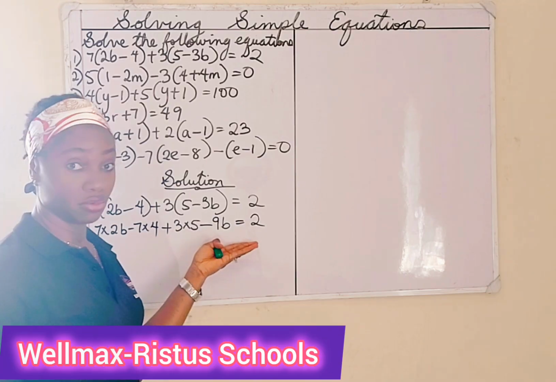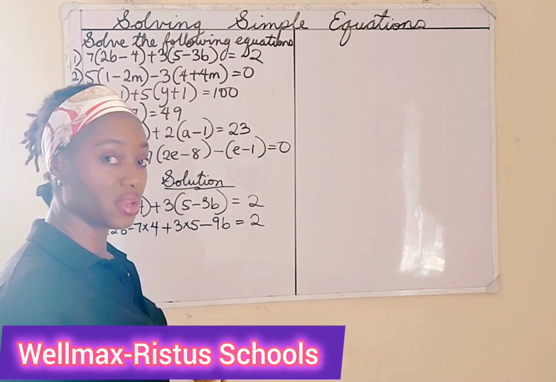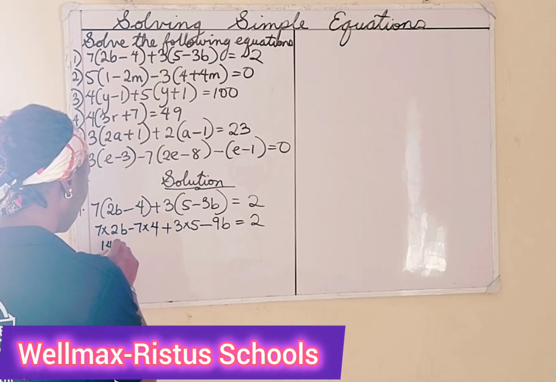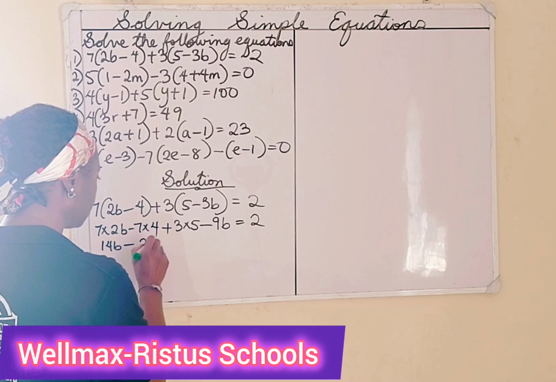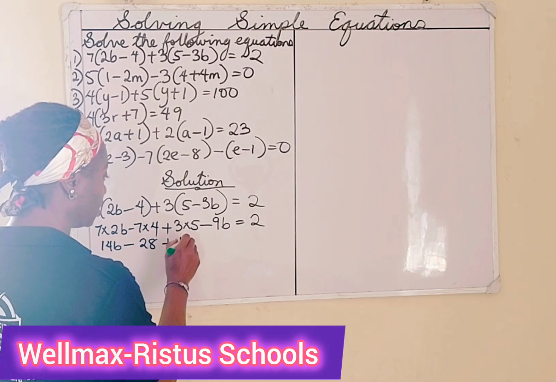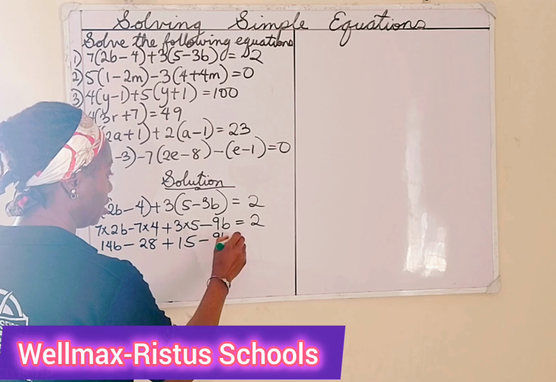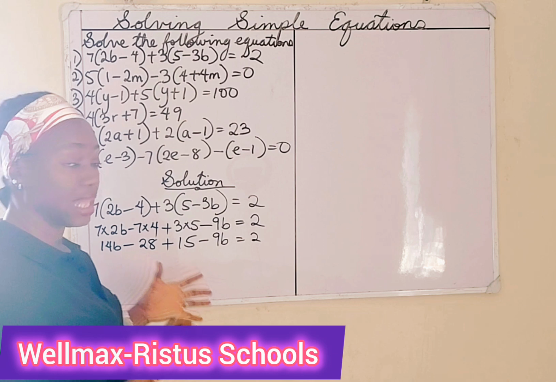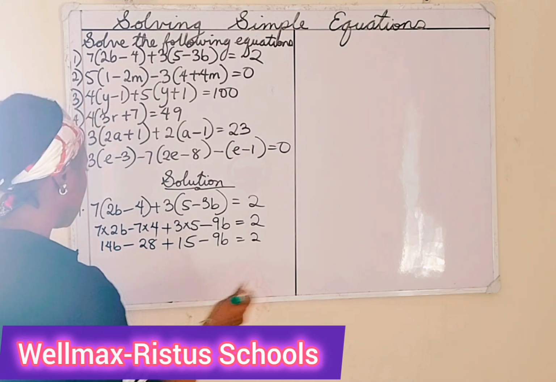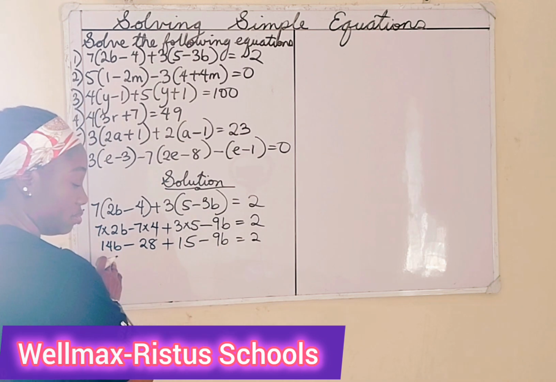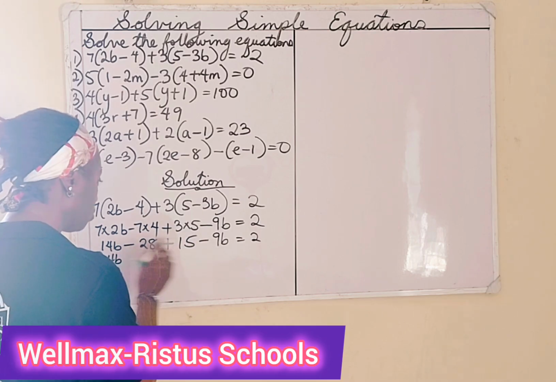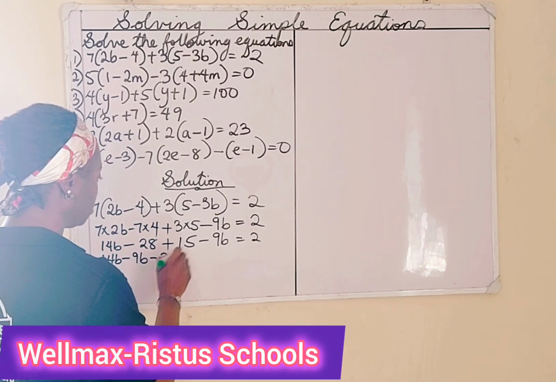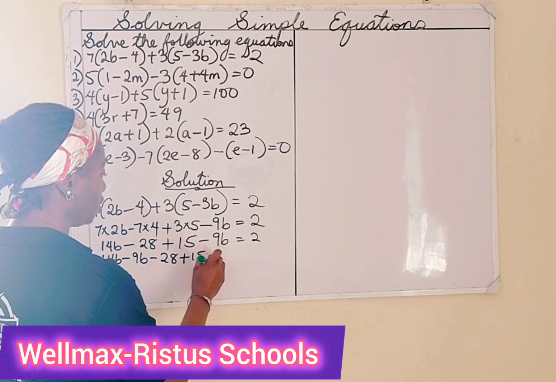So we've been able to break it down with the first step. Now let's multiply further, add and subtract as we move on. 7 times 2b equals 14b, minus 7 times 4 equals 28, plus 3 times 5 is 15, then minus 9b equals 2. So what do we do? We're going to bring the like terms together. We have 9b here, and we also have 14b here, so I'm going to bring them together: 14b minus 9b, minus 28 plus 15 equals 2.